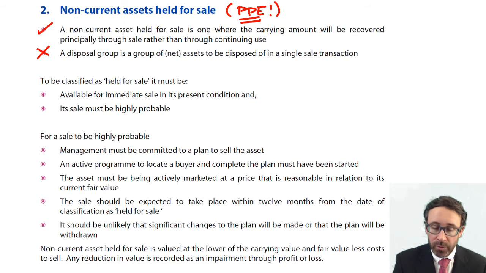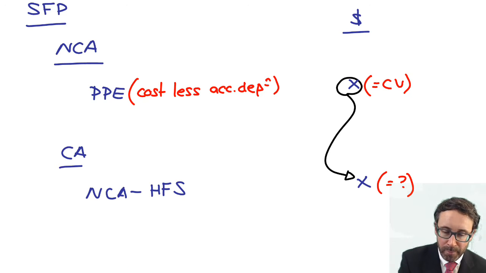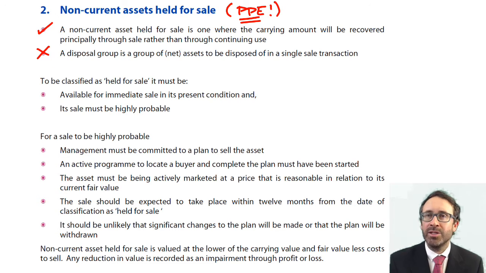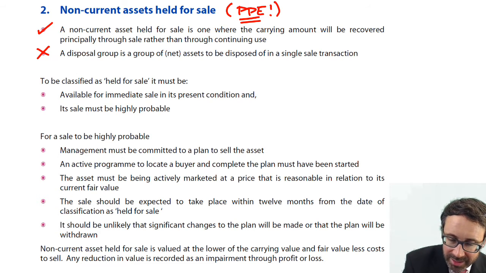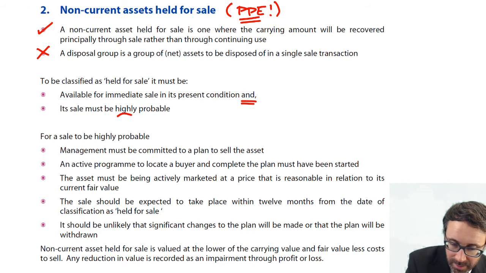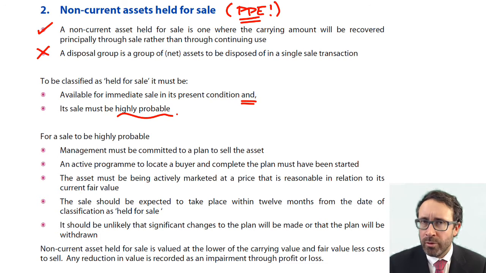In order to do the classification, as we said before, it's about the value, but we also need to think about when it can be done, so that the accounts can't be manipulated and the asset moved backwards and forwards between categories, stopping depreciation being charged and improving overall profitability. So in order to classify it as held for sale, we must be able to sell it immediately in its present condition, and the sale must be highly probable, i.e. more likely than not to go through.